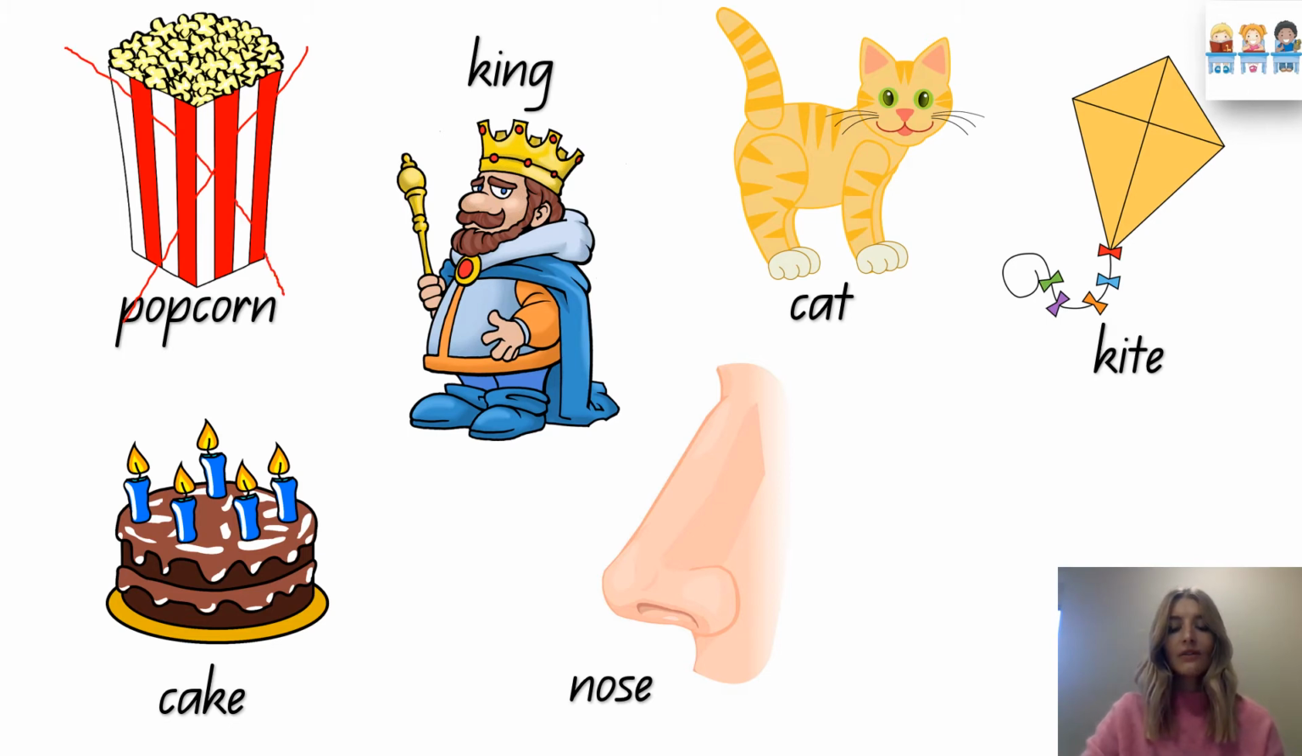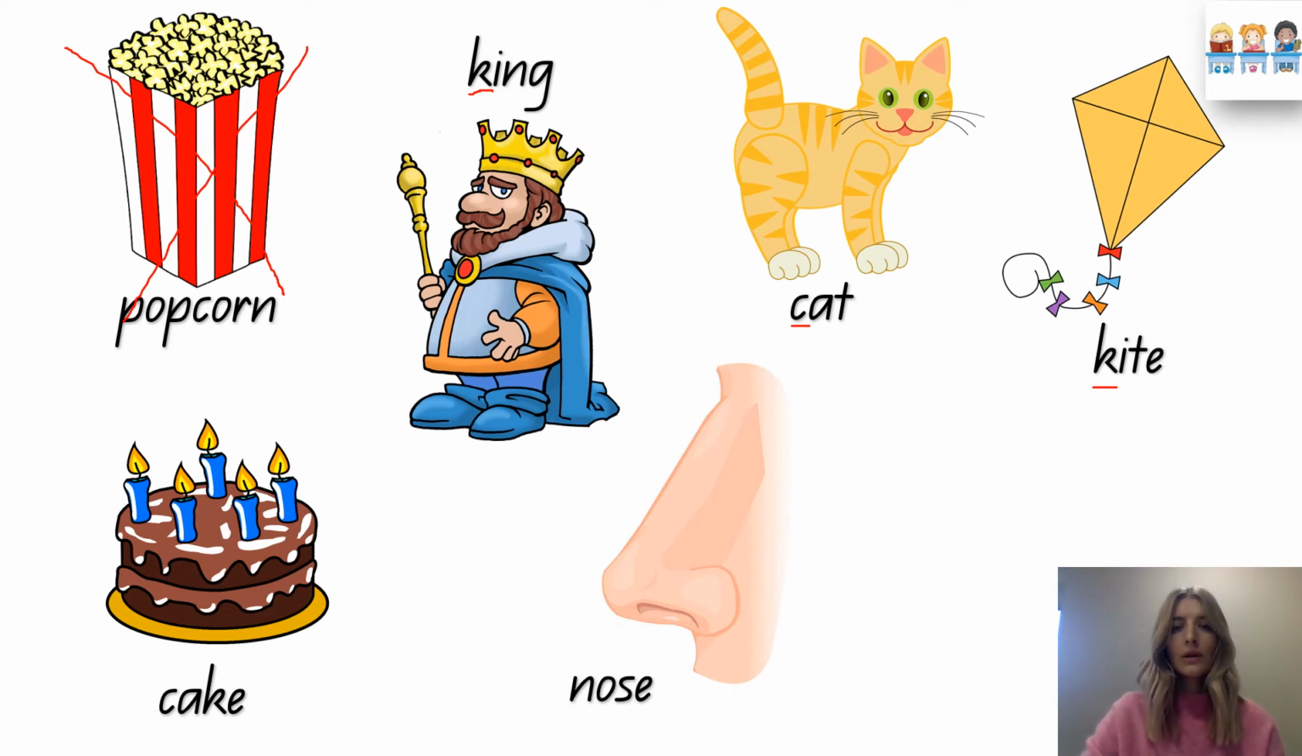Okay, the next word I've got is king. Is that a k word? It is, and it uses the letter K for that one. Okay, the next word I've got is cat. Cat. Is that a k word? It is, and we use a letter C for that word, cat. Okay, next one, kite. Is kite a k word? It is, it's a letter K word, that one, kite. Okay, let's come down here. Nose.